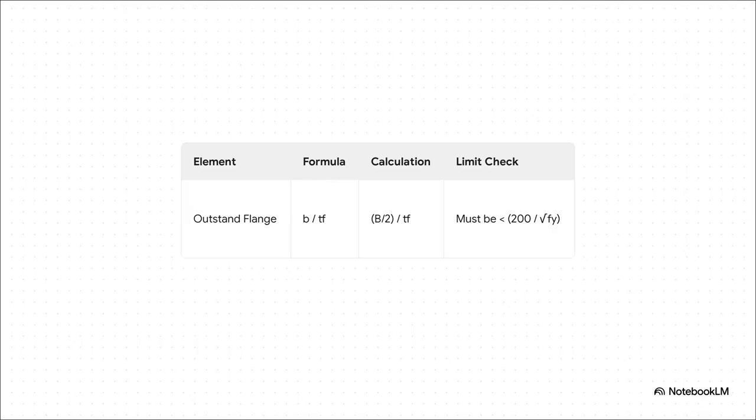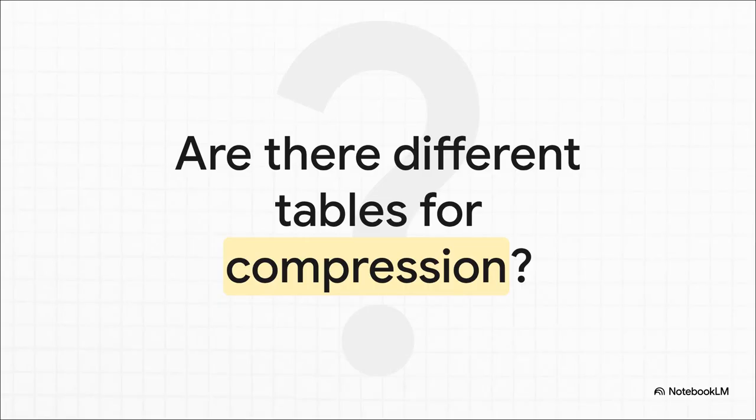So how does this actually work? It's really just a simple ratio. For the flange, you calculate how wide it is compared to how thick it is. Then you check that number against a limit set by the engineering code. And that limit, by the way, depends on Fy, which is just the yield strength of the steel, basically how tough the material is. If your ratio is below the limit, awesome. The flange is beefy enough. It passes the check.